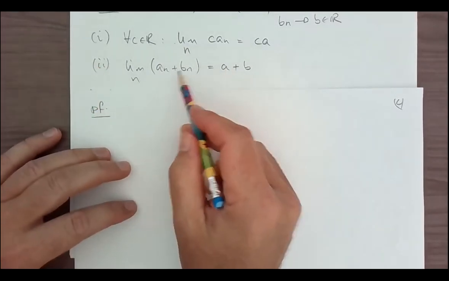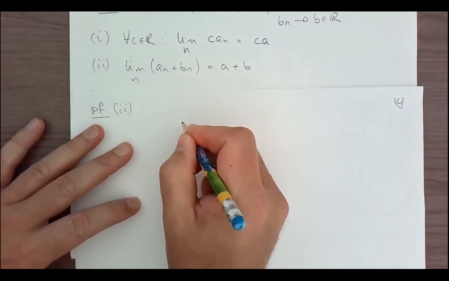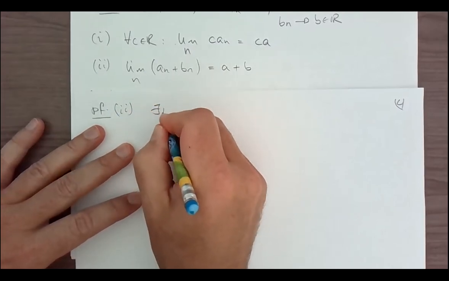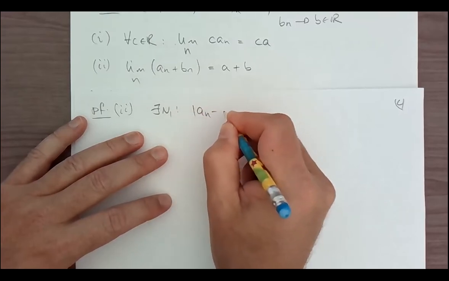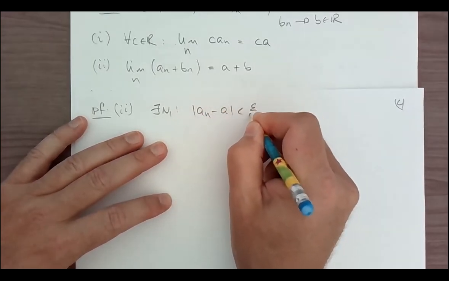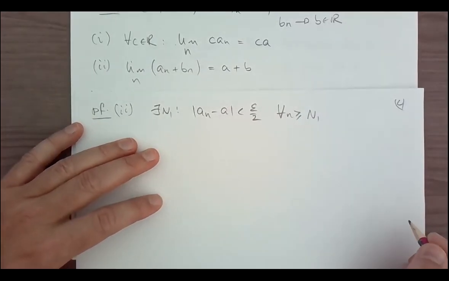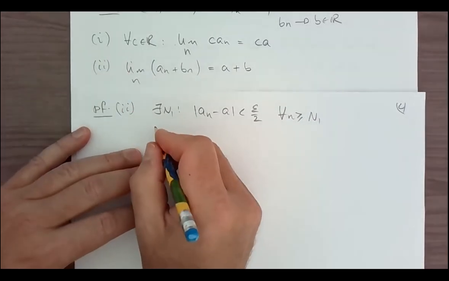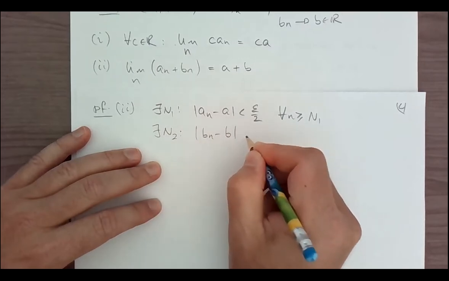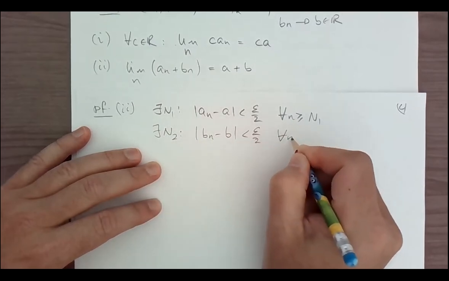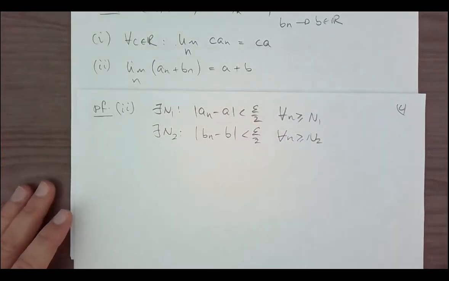We know A and B are limits of AN and BN. So if we did number 2, I can find an N1 such that the difference between AN and A is small, say smaller than epsilon over 2 for any N that's bigger than this N1. And I can do the same thing for the BNs. So I can find an N2 such that the difference between BN and B is less than this epsilon over 2 for any N bigger than N2. I can do this for any epsilon, so I can also do it for epsilon over 2.